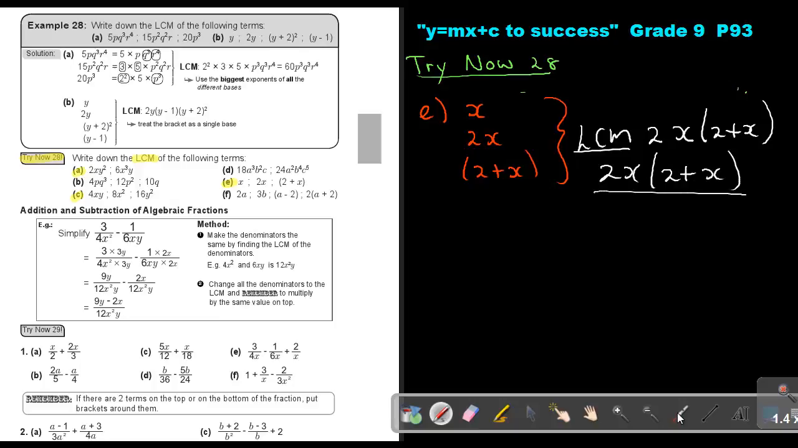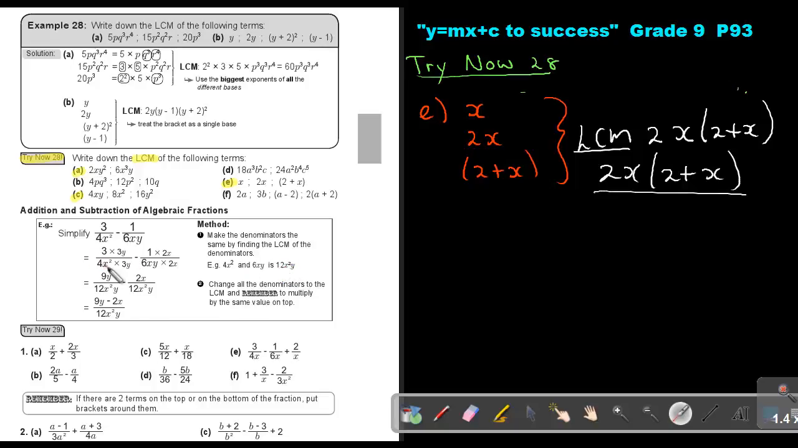Okay, now we can start with addition and subtraction of algebraic fractions. In addition and subtraction, you must make the denominators the same by finding the lowest common multiple. If I find this lowest common multiple, what will it be? There I wrote it. It's going to be 12x squared y. So I must multiply this 4x squared with something to get 12x squared y. And how can I see? I can just divide it.